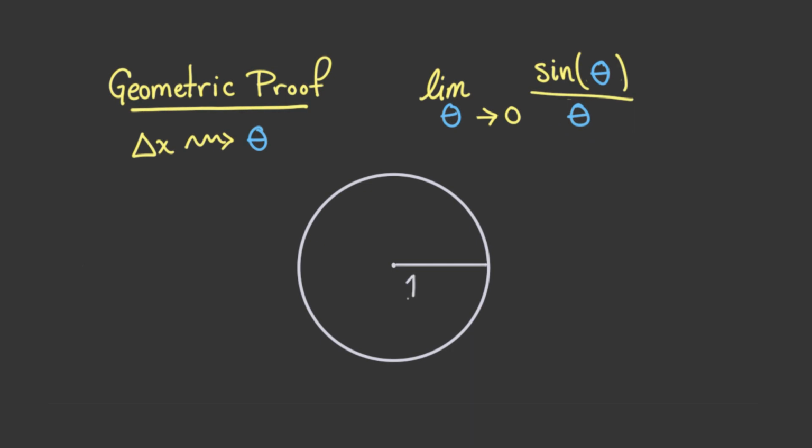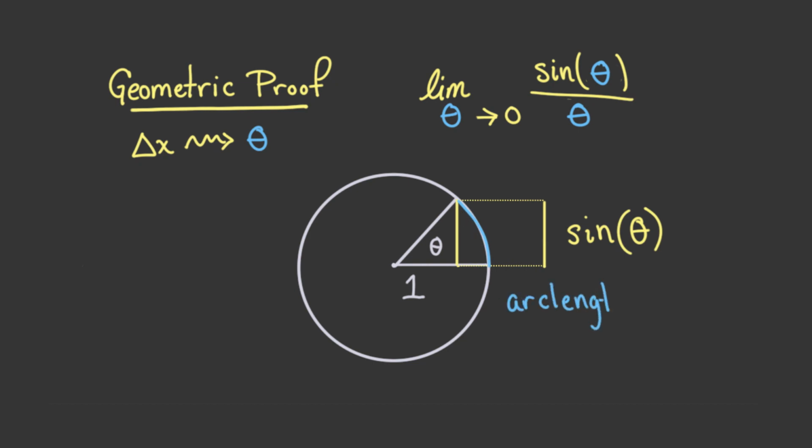I'm going to start with the unit circle, and I'm going to draw in an angle theta. Then this vertical distance here is sine theta. And I want to compare this to this arc length right here. So what is this arc length? Now this is where it becomes incredibly important that theta is being measured in units of radians. We can't use degrees for this argument to work.